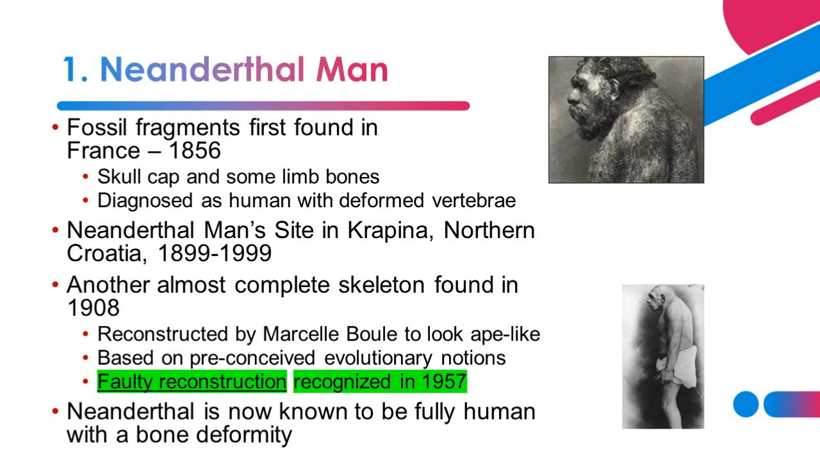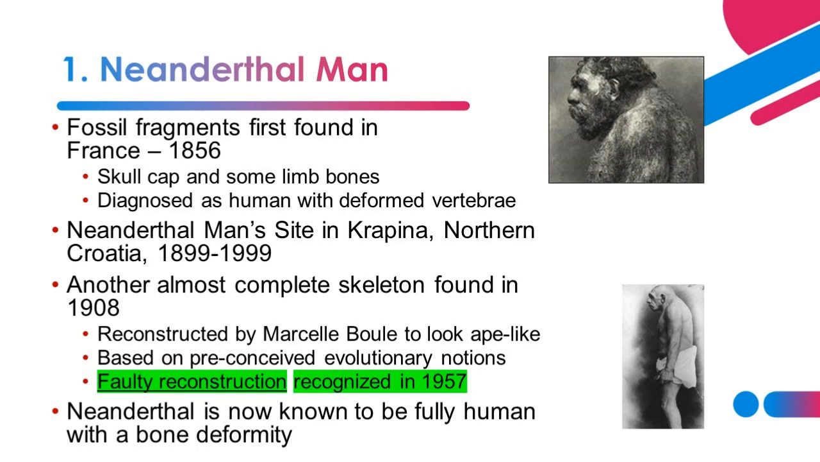Neanderthal man was discovered in 1856, the skull cap and some bones of the limb that was crushed. They said he was human but with deformed vertebra, and that was in North Croatia. Anyone from Croatia here? Okay, this place is North Croatia, and they kept digging out Neanderthal men from there till now.